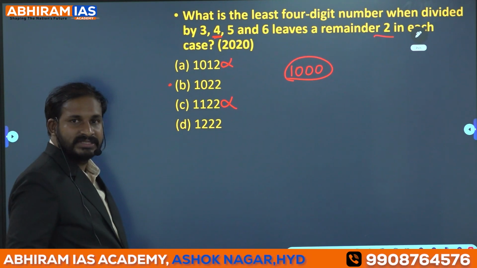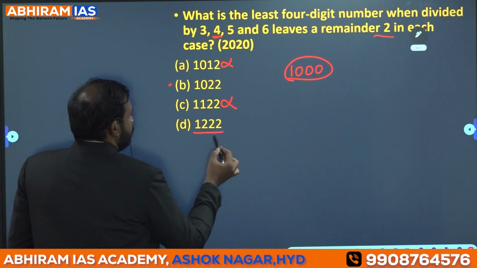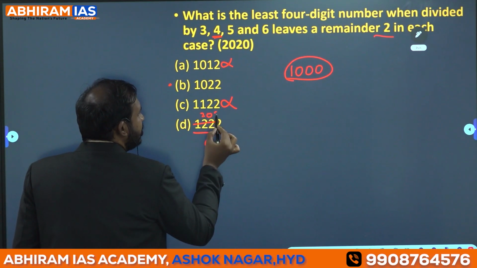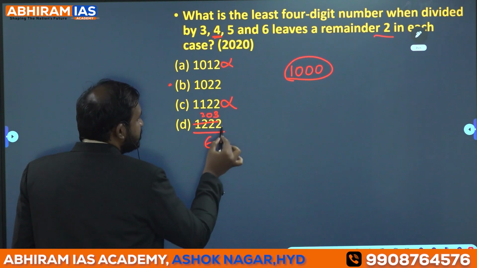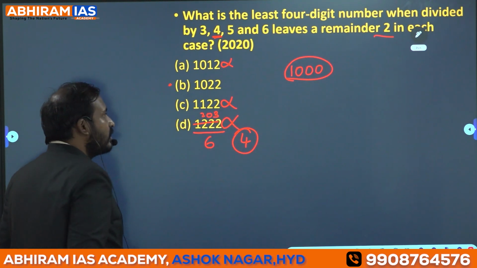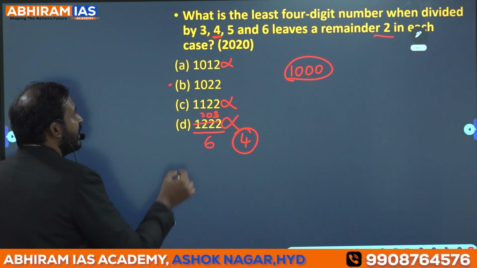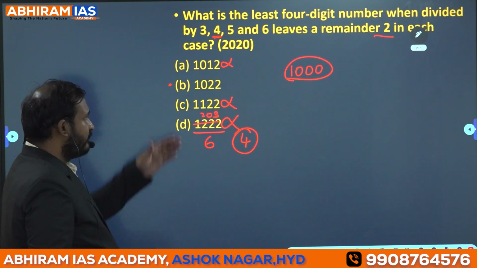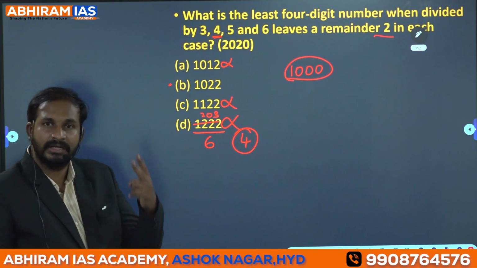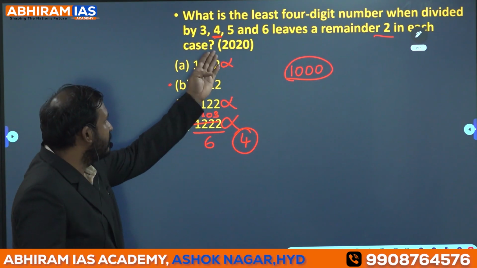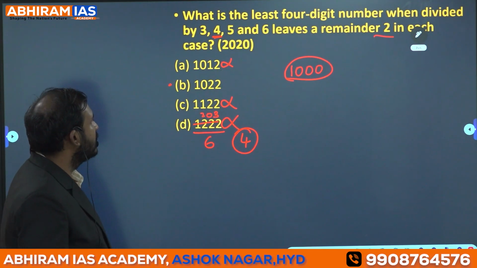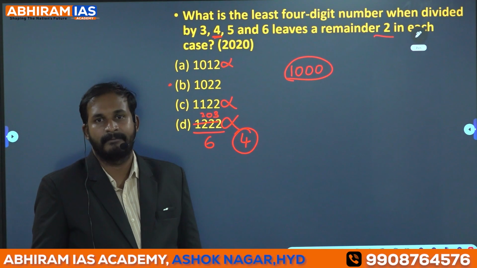When I divide this number by 6, 2 times is 12, 0, and 3 times is what? 18. What is the remainder? I will get 4. But what is the actual remainder I should get here? 2. So this is not our perfect answer. So the only answer is this one. Now if you verify this also, you will get the same thing. When 1022 is divided by 3, what is the remainder? You will get 2. When we divide this number by 4, the remainder is 2. With 5 also 2, with 6 also, it will leave the same remainder 2.